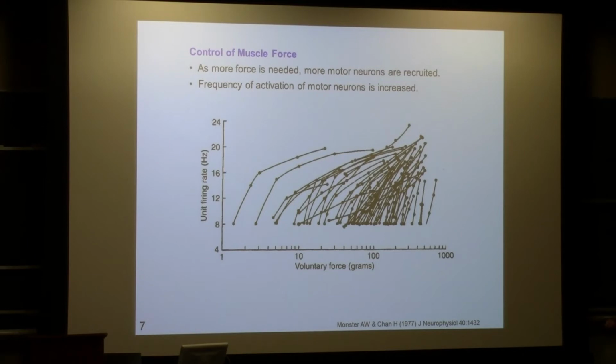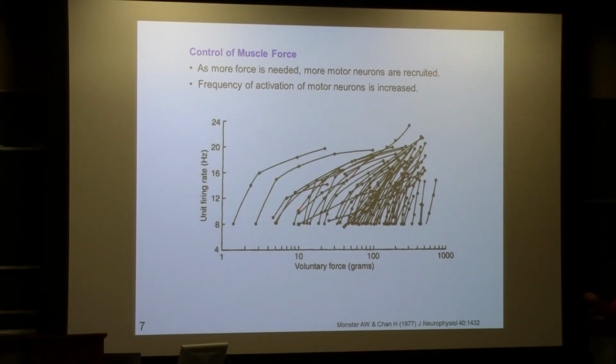Now, we have lots of motor neurons. And so what this shows you is as the person increases the force that they're generating, what happens to the motor neurons? What you see is that a motor neuron is becoming activated, it increases its firing rate as force increases, and then a new motor neuron is recruited. And then a new motor neuron is recruited, and a new motor neuron is recruited.